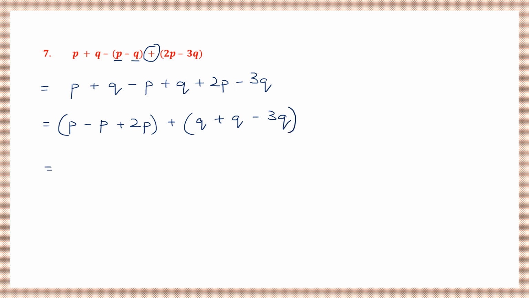Now let's simplify this. Here, p minus p will get cancelled. So what is left is 2p. And on the other side, what do we have? We have q plus q minus 3q. So q plus q is 2q. 2q minus 3q, signs are different. So we put the sign of the bigger number and we subtract: 3 minus 2 is 1. That is 1q, which is simply q. So our final answer for this question is 2p minus q.